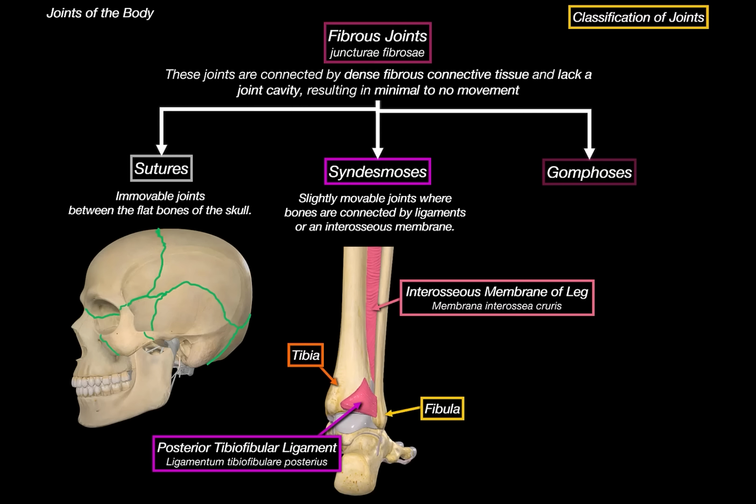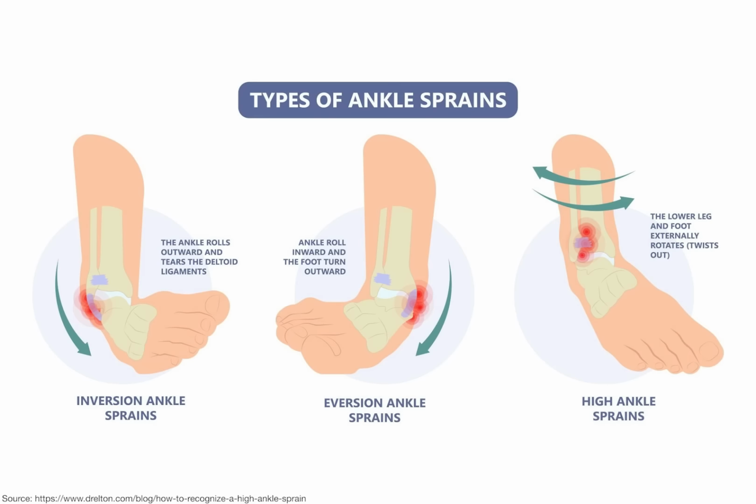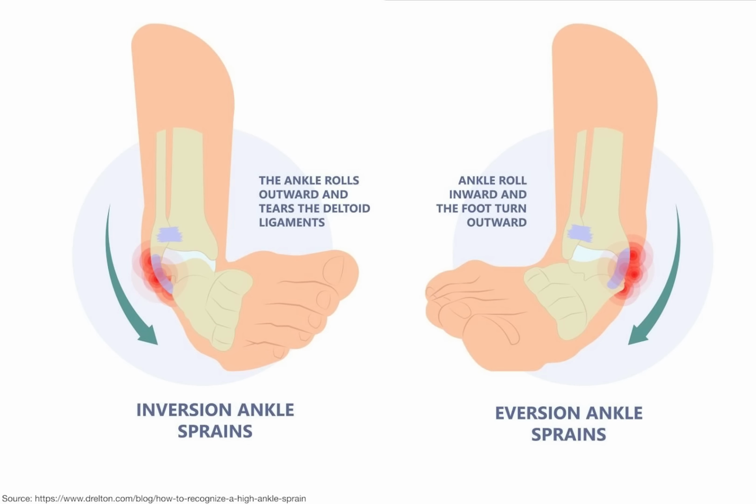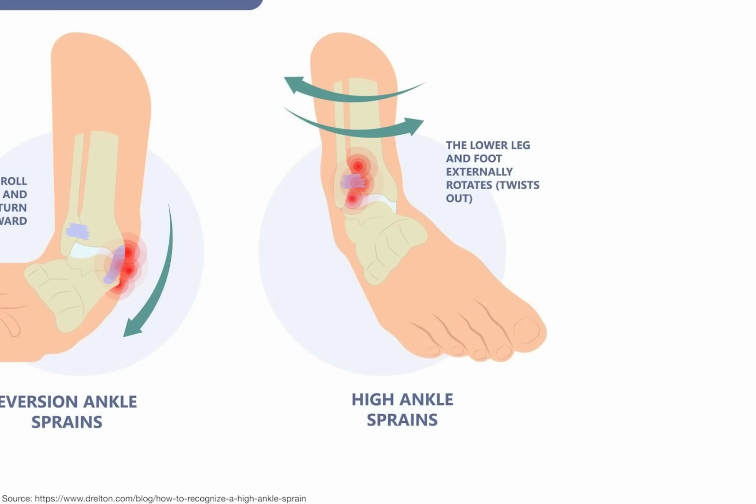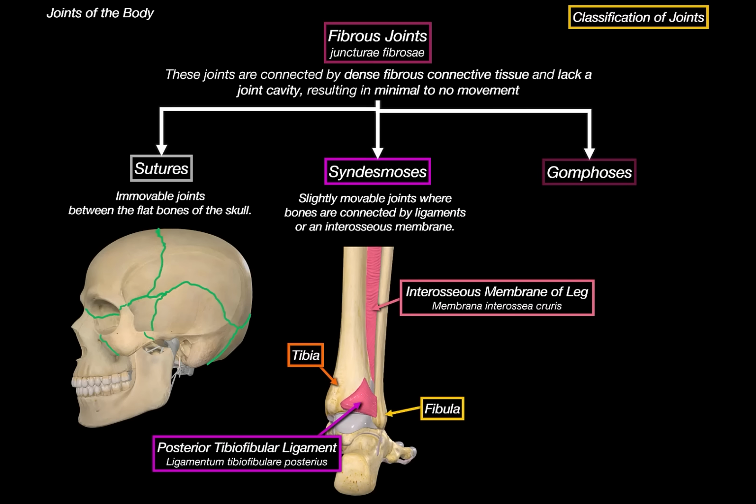And have you heard about high ankle sprains before? You have probably heard about regular ankle sprains where people twist their foot and damage the ligaments around the ankle. But in a high ankle sprain, the injury happens at the distal tibiofibular syndesmosis, stretching or even tearing the anterior and posterior tibiofibular ligaments. This kind of injury takes longer to heal because the tibia and the fibula are constantly under stress when you walk. So, this is syndesmosis, providing slight movement which is crucial for function and injury prevention.